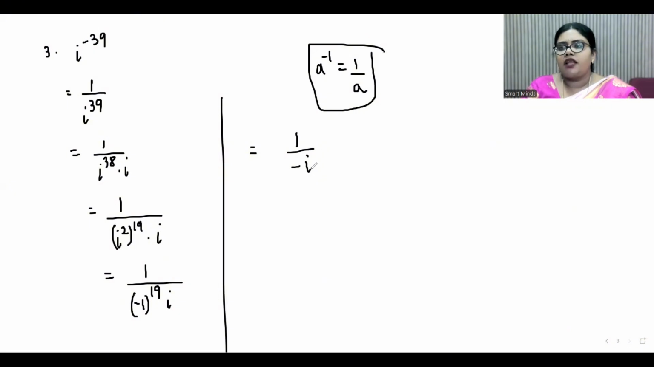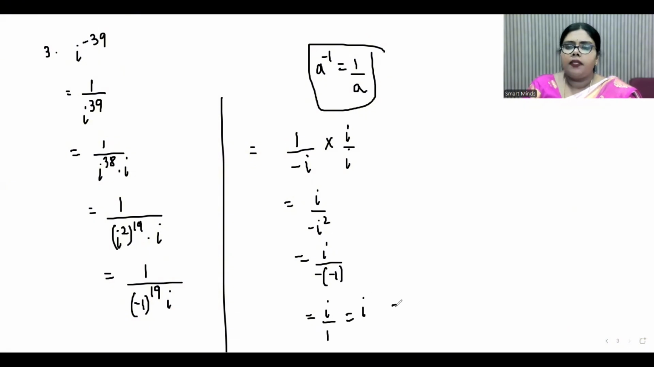Now to remove this i from the denominator, we need to multiply and divide by i. So that is i by minus i square. We know that i square is minus 1. So minus into minus 1, i by 1, that is equal to i. Now how to write this in a plus ib form? 0 plus i into 1.